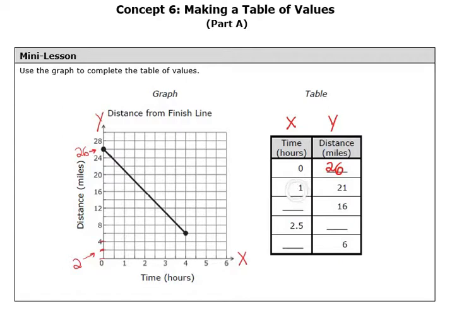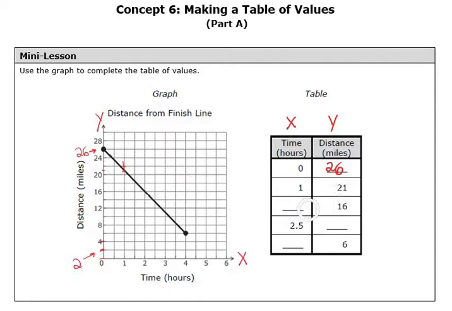Alright, they were nice enough to give me the next point, 1, 21. Let's check it out. So on the x-axis, on the time axis, I got 1. I can go up to 21. Hey, look at that. Notice it doesn't land on one of these nice grid lines. So right there, between there and there, that has to be 21, according to this table.